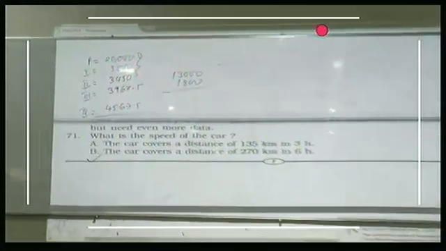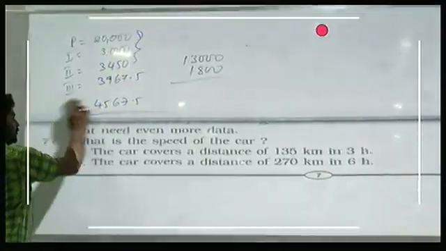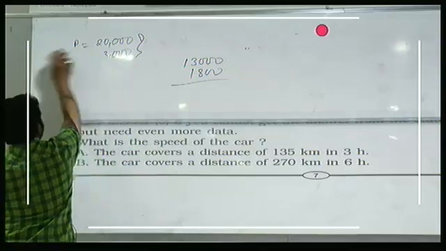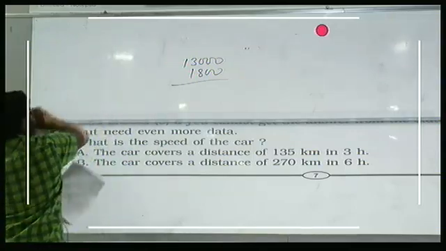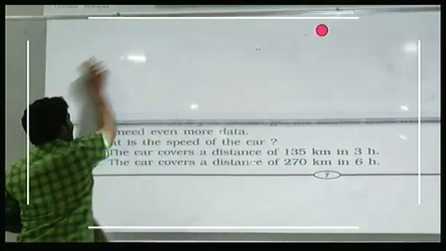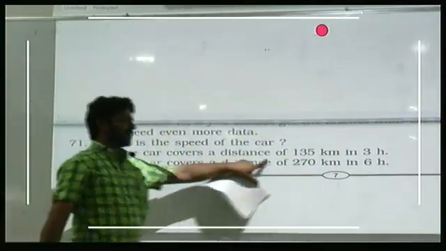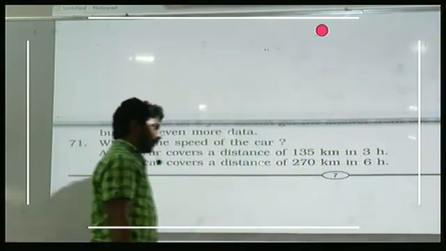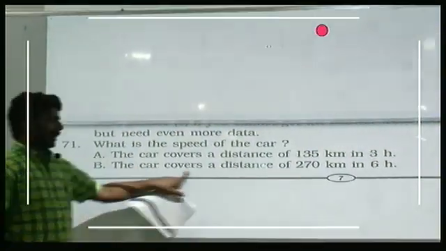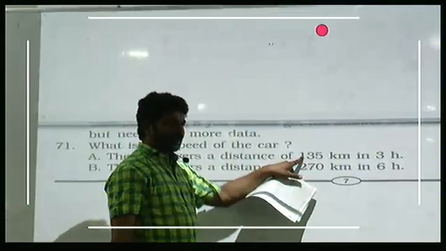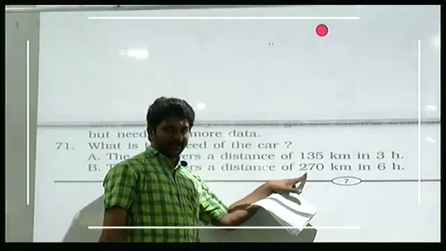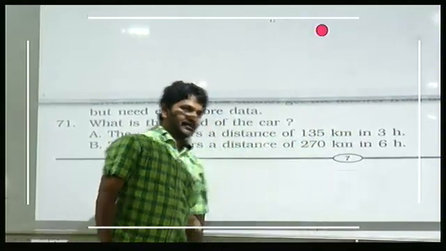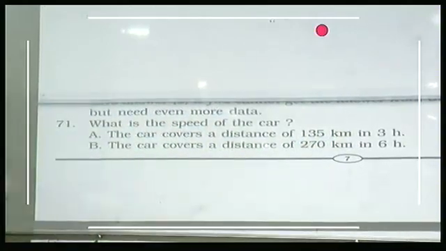What is the speed of the car? Speed of the car. Distance by time. You need to know distance and then time taken. Will you get answer from first information? The car covers a distance of 135 kilometers in 3 hours. Will you get answer? Yes. One alone is sufficient. Will you get answer from second one? If you get answer from first one, definitely you will get it from second one also. 2 times, 2 times, 2 times. 1 alone is sufficient or 2 alone is sufficient?